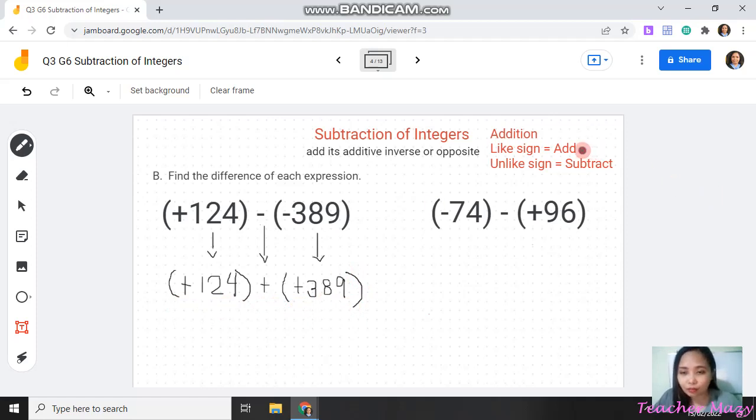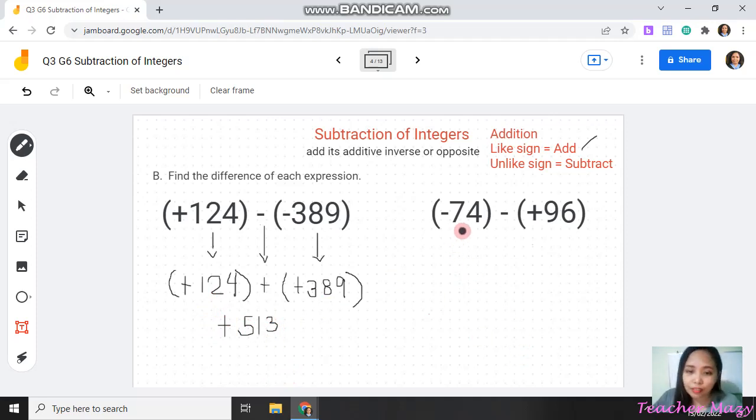In addition of integers, if we have like signs, all we have to do is to add their absolute values. So that is 124 plus 389, which is equal to 513. And since the signs of these integers are positive, the sum is also positive.